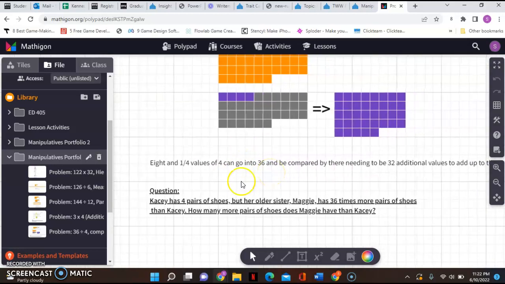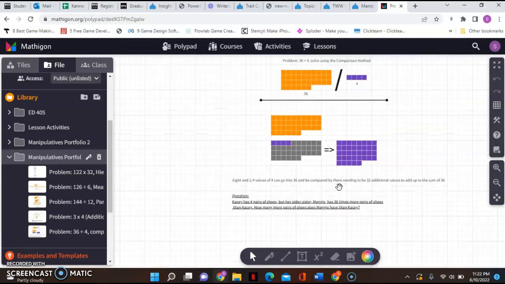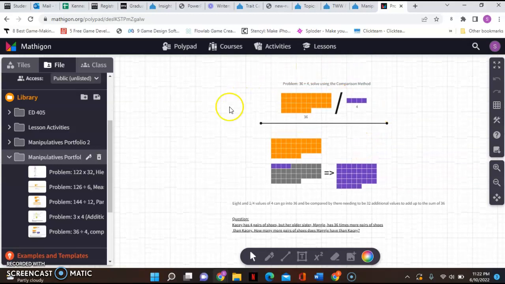And the question that I had here was, Casey has 4 pairs of shoes, but her older sister Maggie has 36 pairs of shoes more than Casey. How many more pairs of shoes does Maggie have than Casey? And that was the question that I had. And so this is how you would solve using the comparison method. And this is the Manipulatives portfolio number 3 completed.